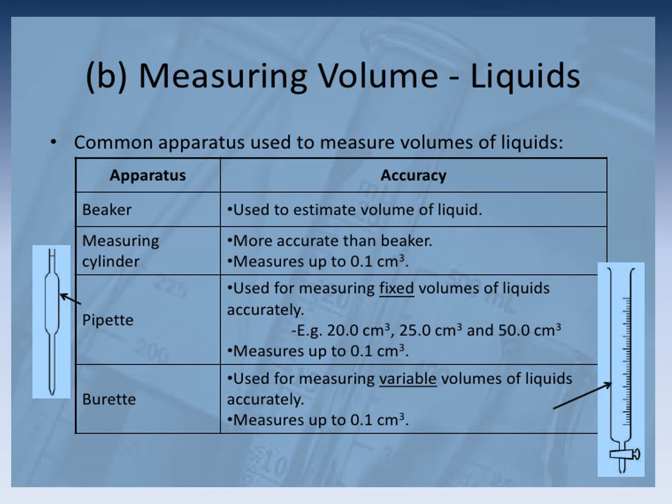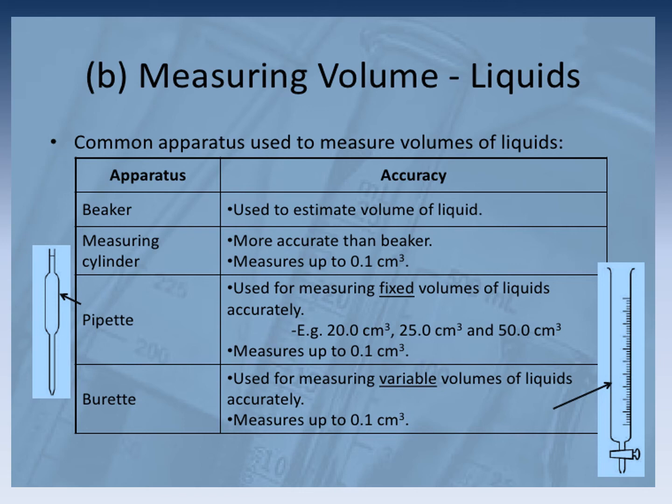The first one is the beaker, which is used to estimate volume of liquid. The measuring cylinder is more accurate than a beaker and measures up to 0.1 centimeter cube. The pipette is used for measuring fixed volumes of liquids accurately, for example 20 centimeter cube, 25 centimeter cube and 50 centimeter cube, with 0.1 centimeter cube accuracy. The next is the burette, used for measuring variable volumes of liquids accurately, up to 0.1 centimeter cube.